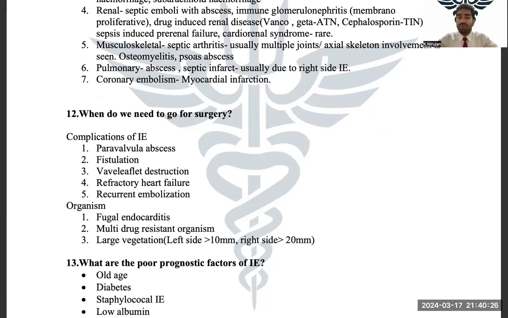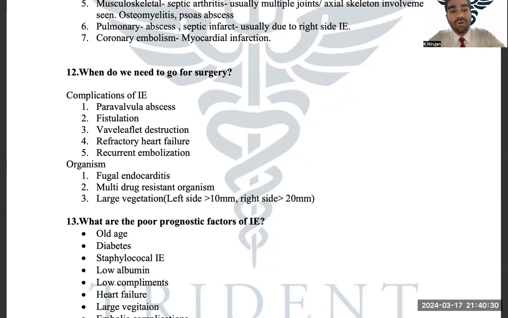Recurrent emboli, not one episode, recurrent emboli is an indication. And organisms. I mean, certain organisms, fungal endocarditis, if the organism is multi-drug resistant or if there are large vegetations. On the left side, vegetation more than 10 millimeters is considered large. On the right side, it's 20. But don't worry, you don't need to memorize for the undergraduate curriculum.